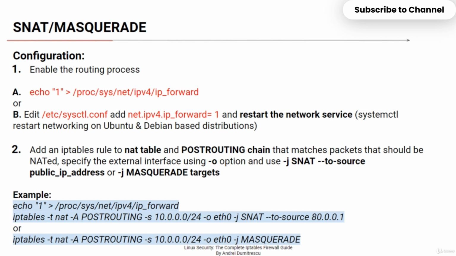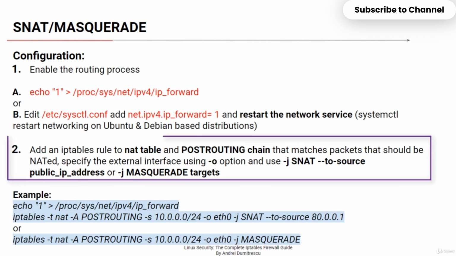If you enable the routing process using the first way, which is writing 1 to the ip_forward file, it's not required to restart the network service. That was the first step. The second step after enabling routing is to configure SNAT or Masquerade.